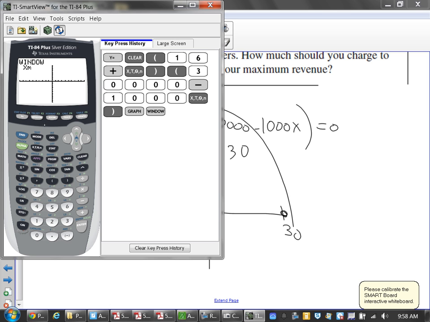Hit the button that says window. More often than not, your windows are probably set at a 10 by 10 screen size. Well, if we are looking at something that we already know that our zeros are going to take place outside that window, let's change it. Let's make our x minimum value negative 20. Okay. Let's make our x maximum 35. We know it's at 30, but that way we can look beyond it.